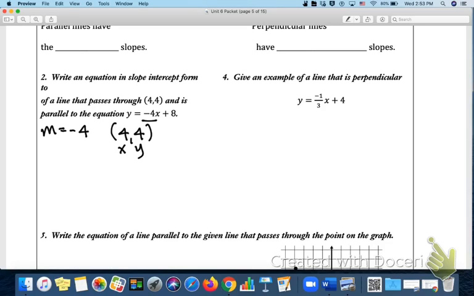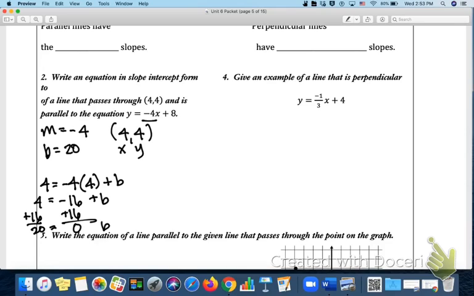Let's substitute that into the y equals mx plus b, or slope-intercept formula, and try to find the b value, or the new y-intercept. So I'm going to have 4 is equal to -4 times 4 plus b. -4 times +4 is -16. So I'll add 16 to both sides, which means my b value is 20. When I rewrite that, I'm going to have the equation y equals -4x plus 20.